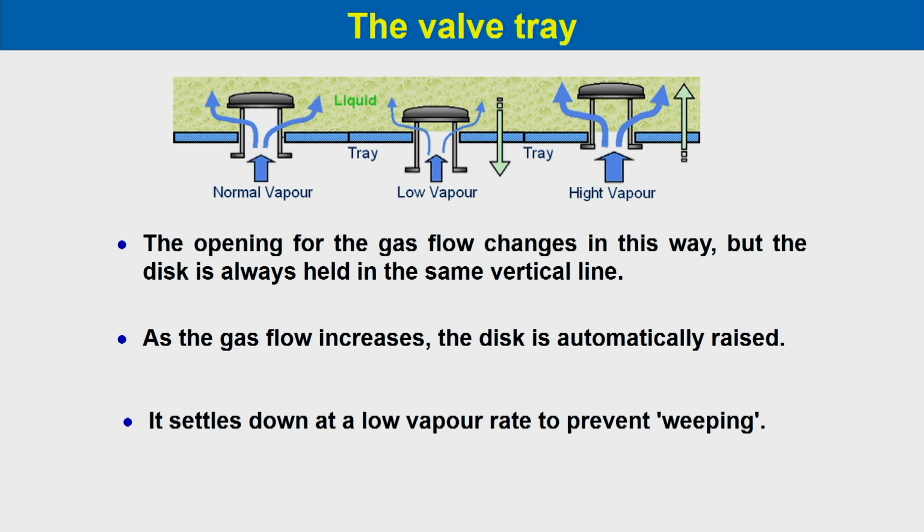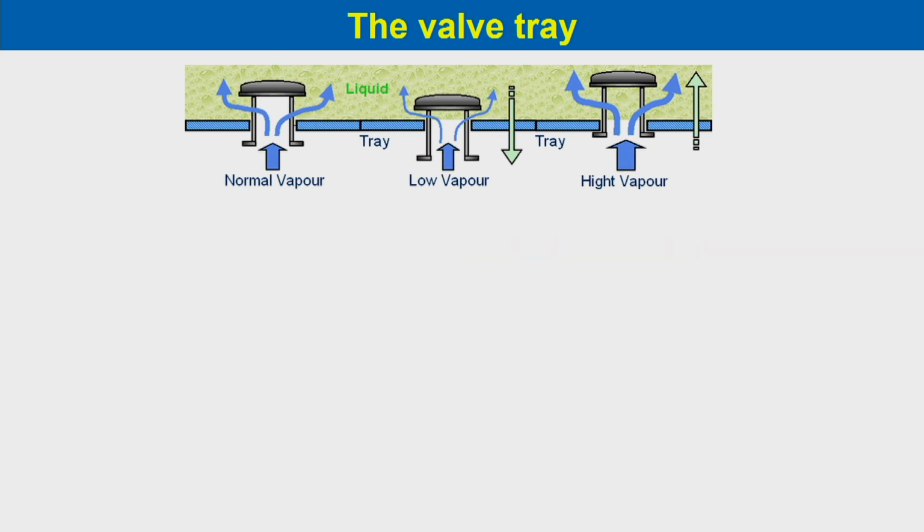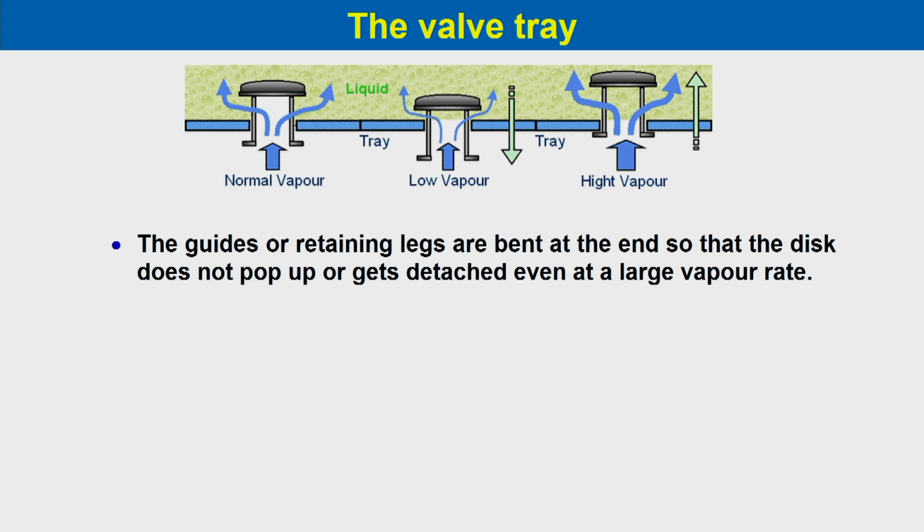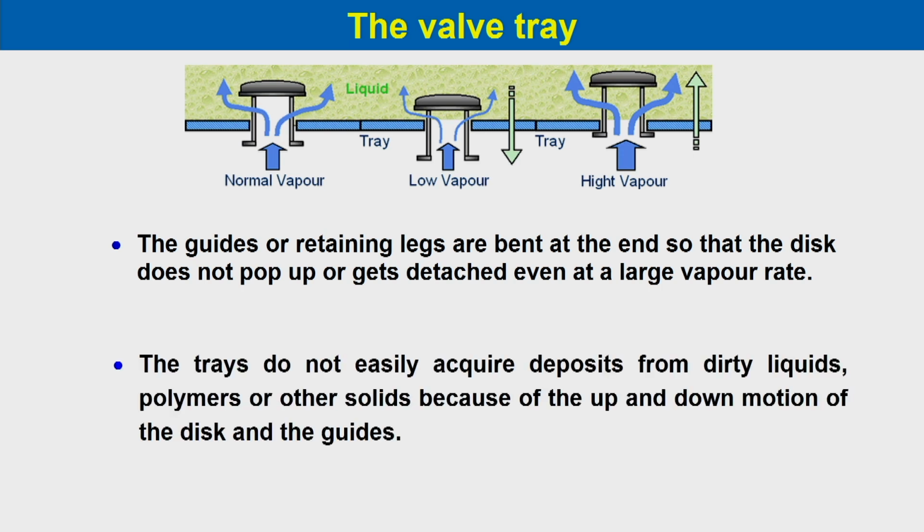Weeping means the liquid drops which flow very slowly through the perforation. So, this will prevent the weeping. The guides or retaining legs are bent at the end so that the disc does not pop up or get detached even at a very large vapor flow rate. The trays do not easily acquire deposits from dirty liquids, polymers or other solids because of the up and down motion of the discs and guides.